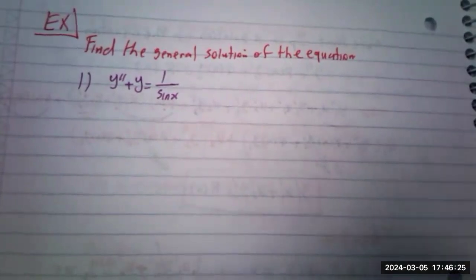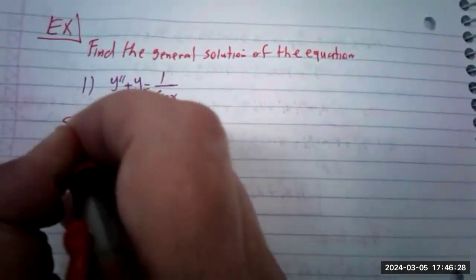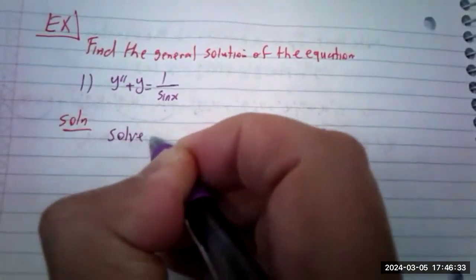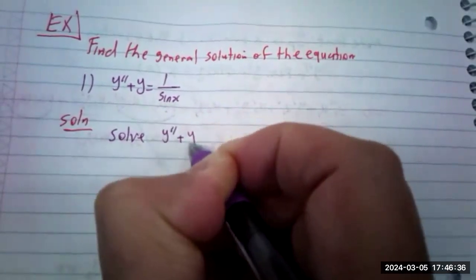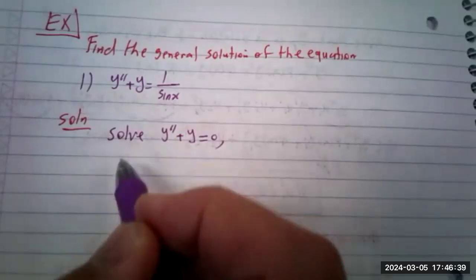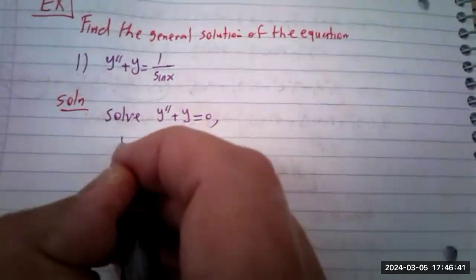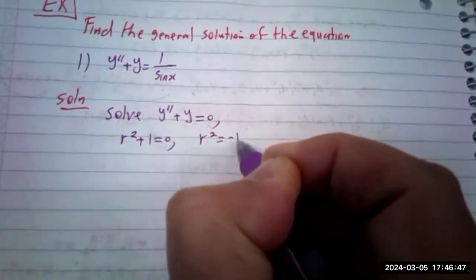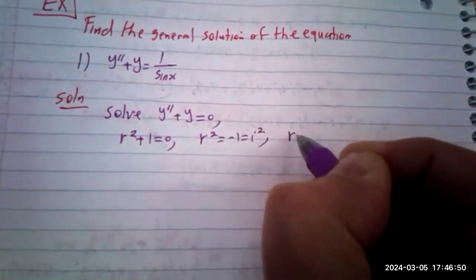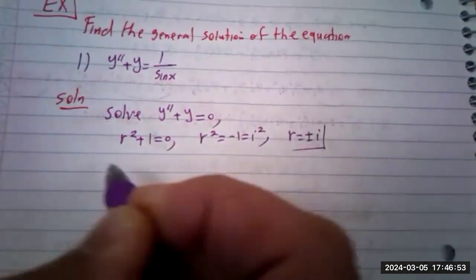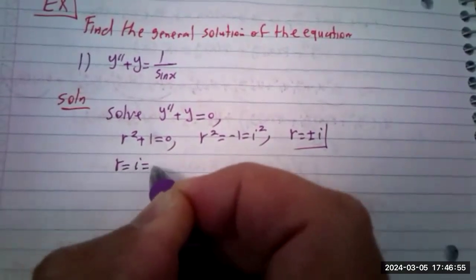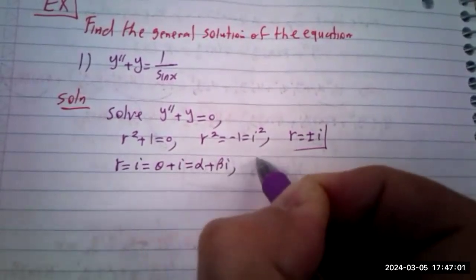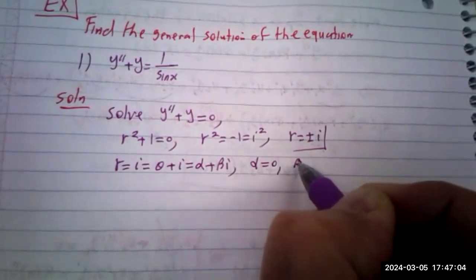First thing to do, you have to solve the homogeneous one, so you have to find the YC. That's easy to solve. The characteristic equation is r squared plus 1 equal to 0. So r squared equals -1, which is i squared, so r would be positive or negative i. Take the positive one, i, and this is 0 plus i, alpha plus beta i. So alpha is 0, beta is 1.